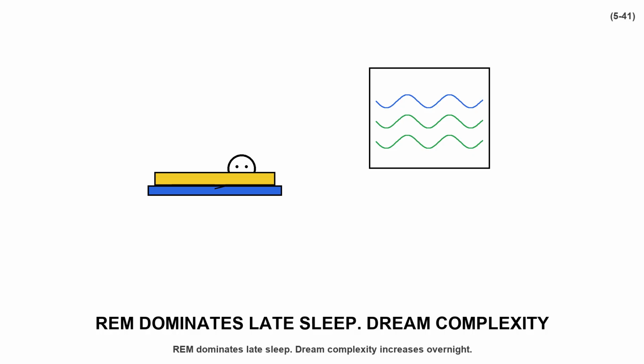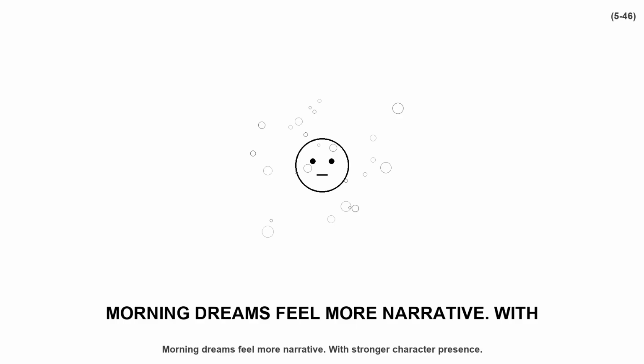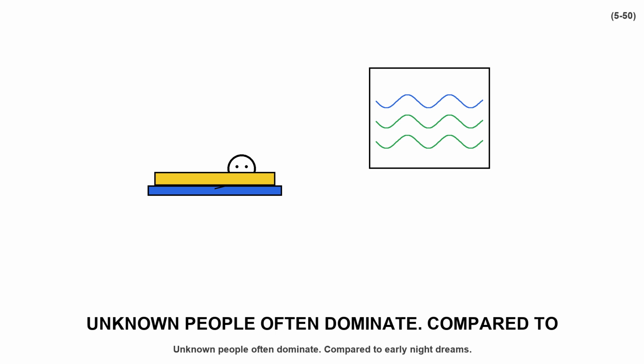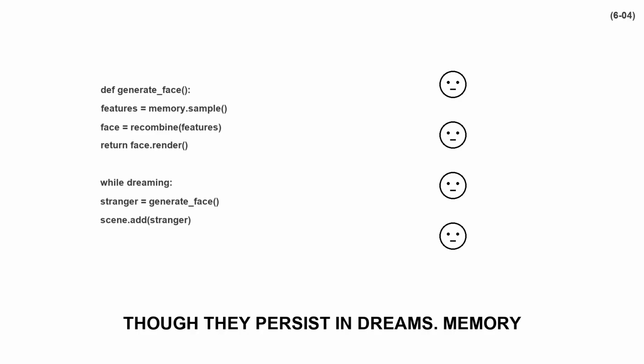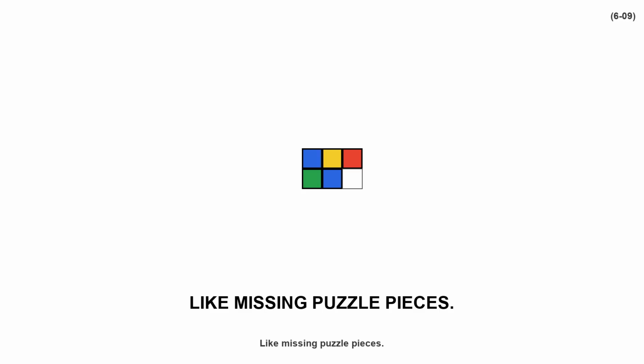REM dominates late sleep. Dream complexity increases overnight. Morning dreams feel more narrative. With stronger character presence. Unknown people often dominate. Compared to early night dreams. Neural pruning occurs during sleep. Weak connections fade away. Strong patterns remain reinforced. Faces are highly reinforced patterns. So they persist in dreams. Memory reconstruction fills gaps. Like missing puzzle pieces.